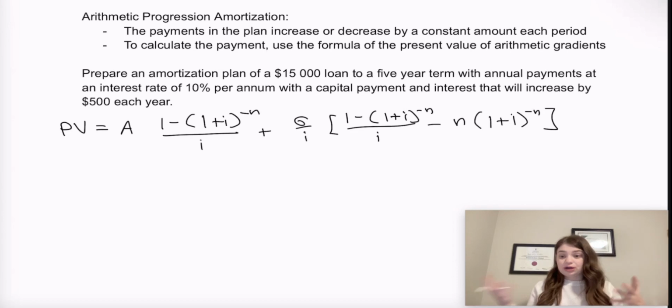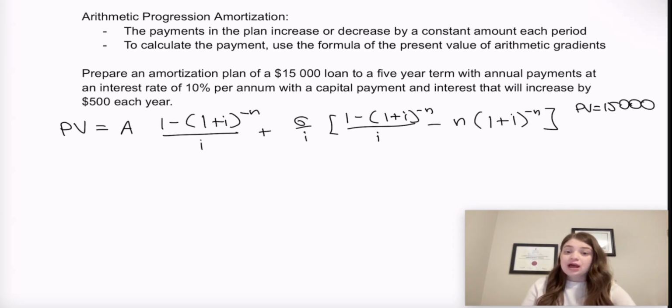First, before I even try to plug in the numbers, I just want to state what the numbers are that we know. Well, we know that the present value is $15,000 because that's the amount of loan we are initially taking out. So I'm going to write that over here, that present value equals $15,000. Then we have A, which is the thing that we don't know. We're trying to figure out what that first payment would be.